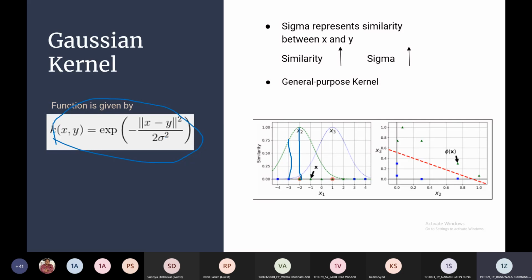This sigma is basically like I told in the earlier polynomial kernel thing also, it determines how much these things would actually influence your model, the street formation actually. There's also another hyperparameter known as gamma, which basically controls the width of this curve. So it basically acts like a regularization parameter.